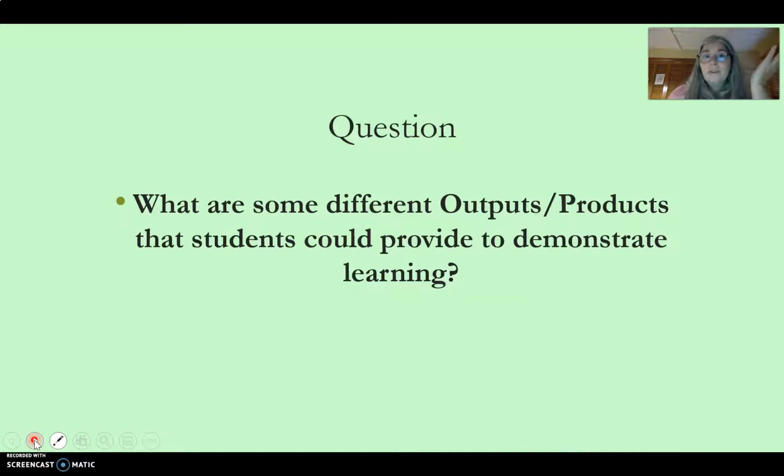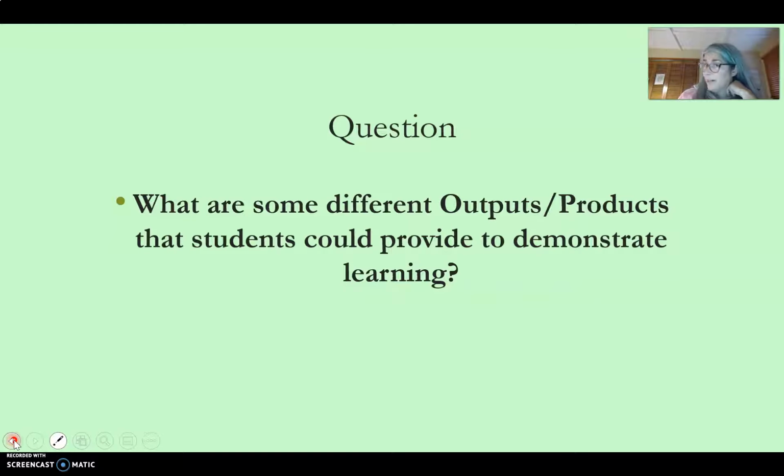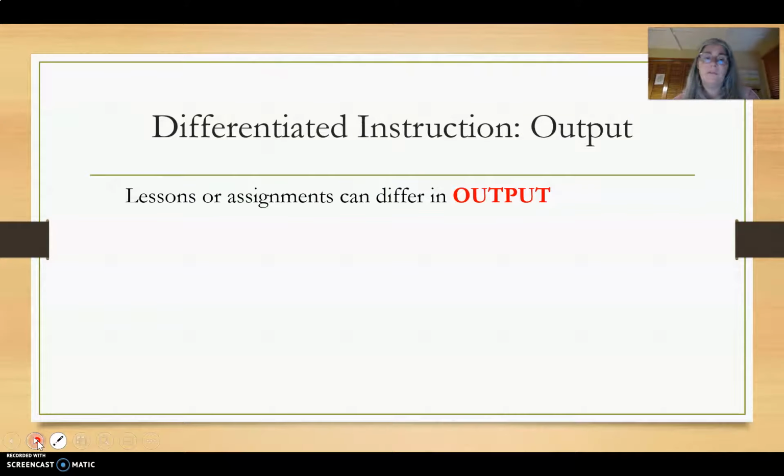So what are some different outputs or products that students could provide to demonstrate that they've learned? So think whether it's final projects, things you do at the end of a term. If you're not sure if your answer is right, if you were thinking anything within the world of exit slips, exams, posters, presentations, some sort of group project or portfolio. All of those would fit.